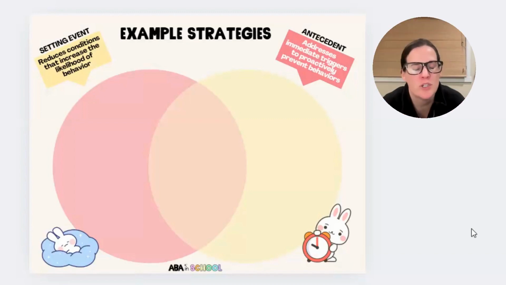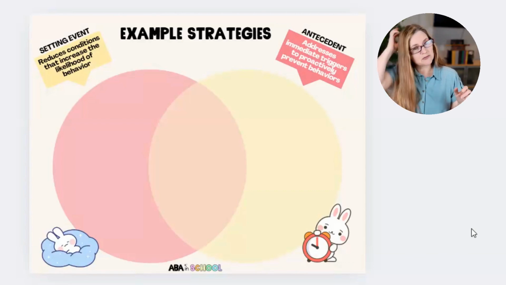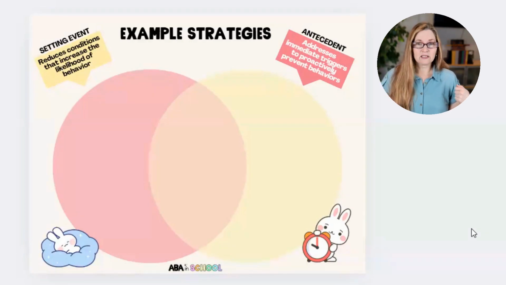Yes, totally. I was just chatting about this today with somebody, so this is perfect. So I made this little Venn diagram to talk about it, and a lot of things can be either. It depends on how you frame it. Some things are clearly setting event strategies. Some things are clearly antecedent strategies. A lot of things can be either or. So it's how you implement the strategy.